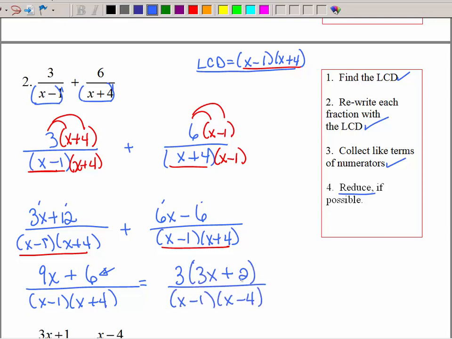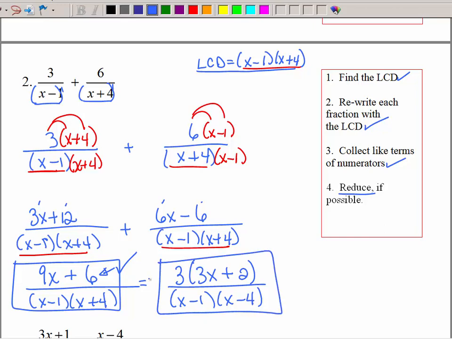So I look at that and say, can I reduce? No. So could I have stopped there? Yes, that would be correct. But again, I factored it and looked and said, oh, there's nothing alike. So that's also okay to leave as an answer.